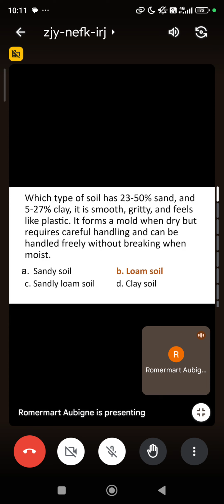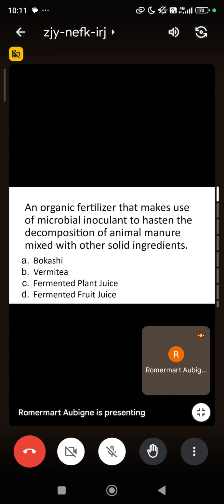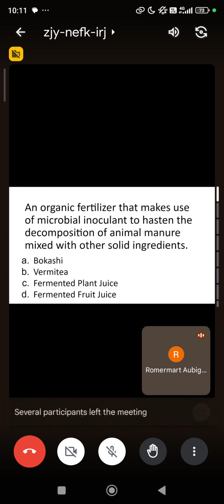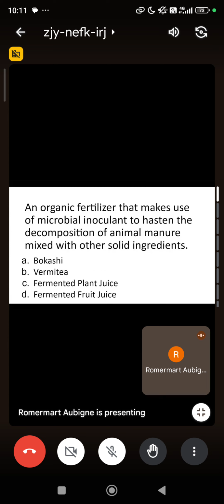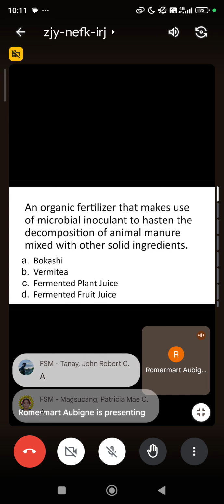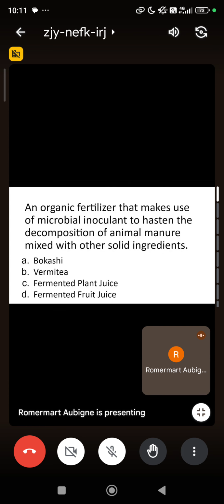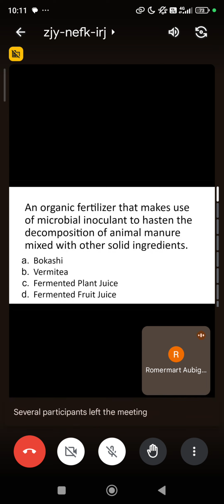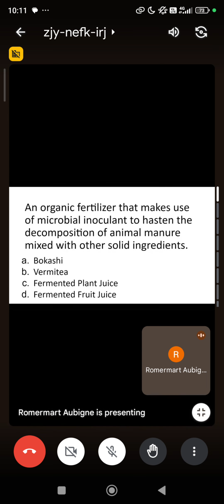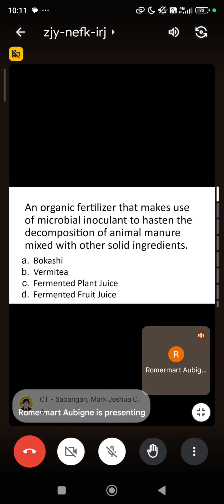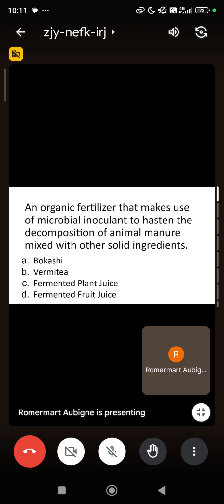Next, an organic fertilizer that makes use of microbial inoculant to hasten the decomposition of animal manure mixed with other solid ingredients. So we have A. Bokashi, B. Vermity, C. Fermented plant juice, D. Fermented fruit juice. Check ko yung mga sagot natin.